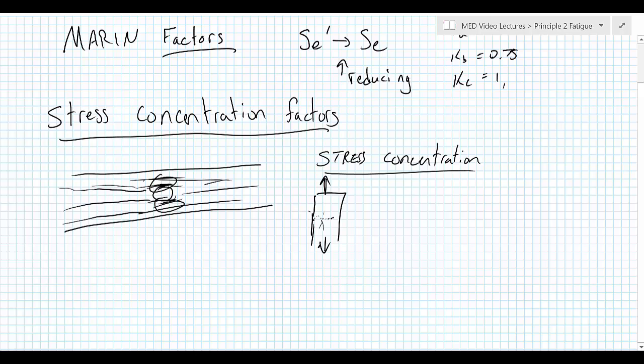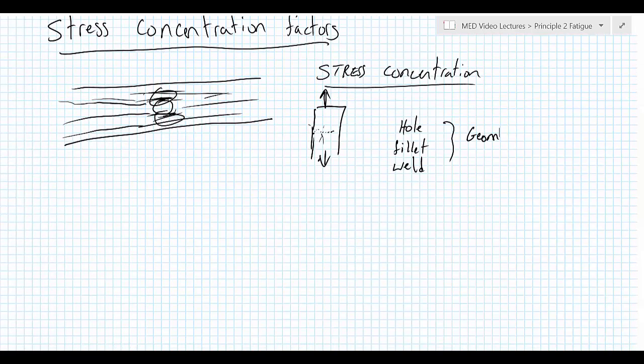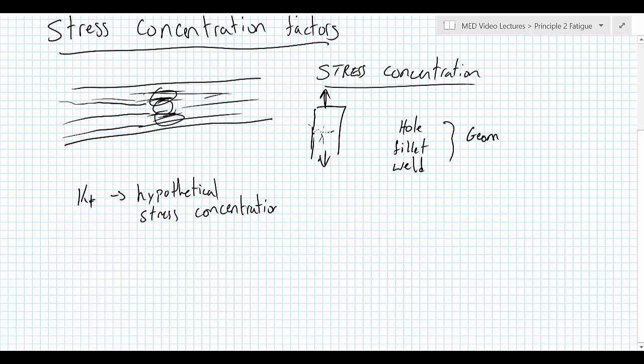So to account for the fact that anytime we have a geometry change, so anytime you've got a hole, a fillet, a weld, pretty much any point that you can point to on a shaft or a solid piece, okay, there's the hole, there's the fillet. Anytime you've got some geometry, there's going to be a stress concentration factor. So the stress concentration factor is a little bit different than when we were just looking at static brittle loading. We account for the hypothetical stress concentration factor. Recall from before, that was KT. This is our hypothetical stress concentration factor.